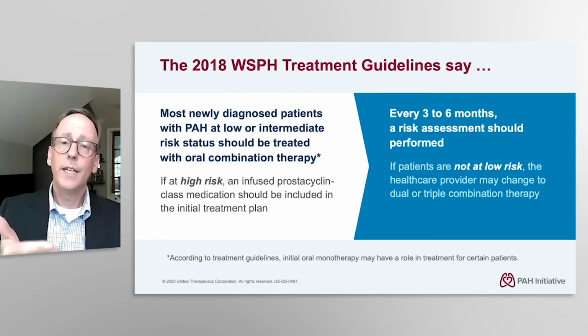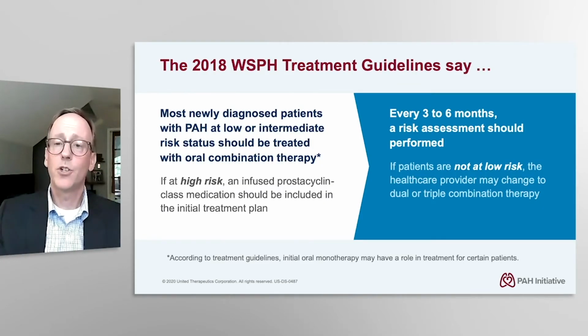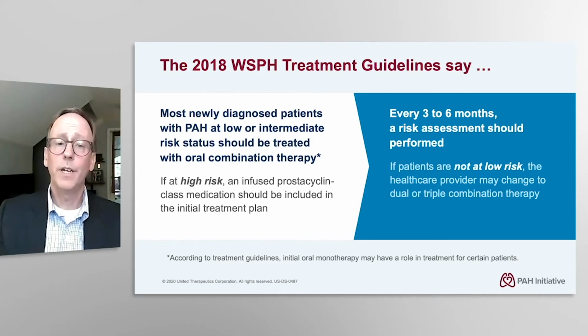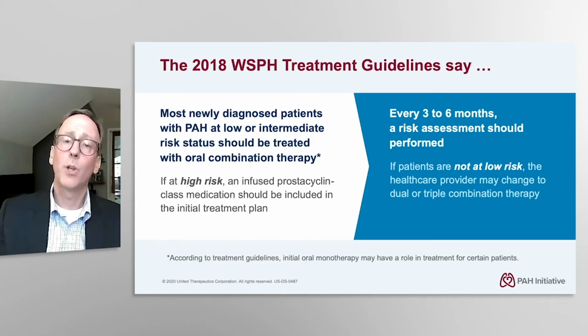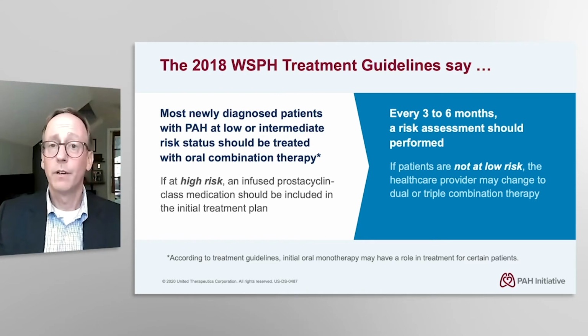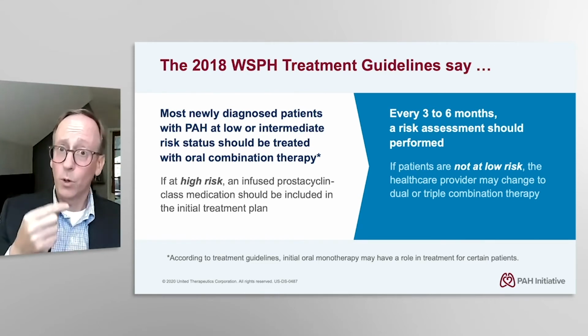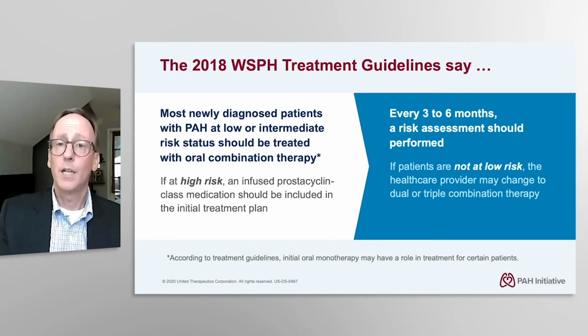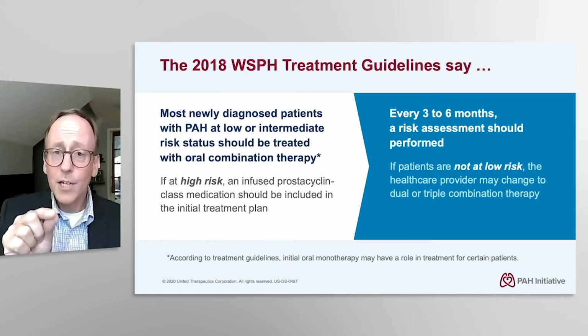Well, the 2018 World Symposium on Pulmonary Hypertension Guidelines said something very important, which is that most newly diagnosed patients with PAH at low or intermediate risk status should be treated with oral combination therapy. So something that can be taken by mouth, the oral piece, and combination, 2 medications up front as part of their treatment regimen. You see a little asterisk right there.